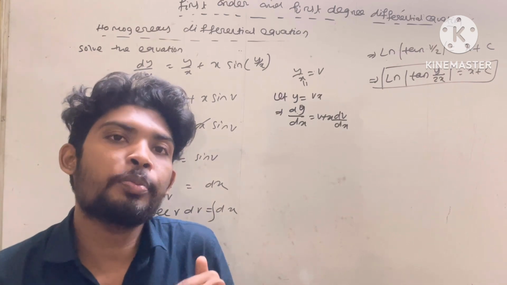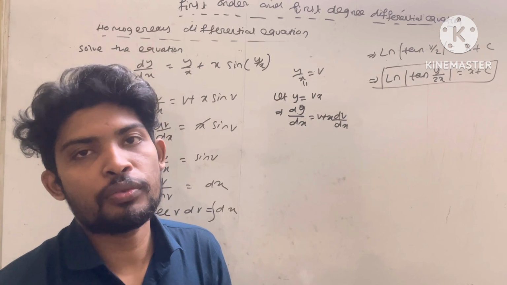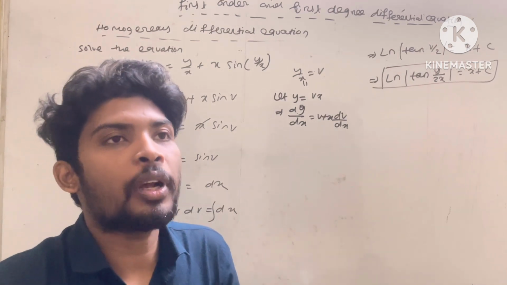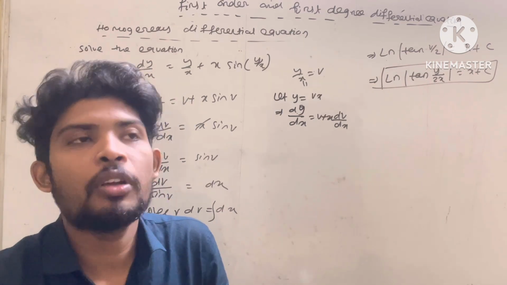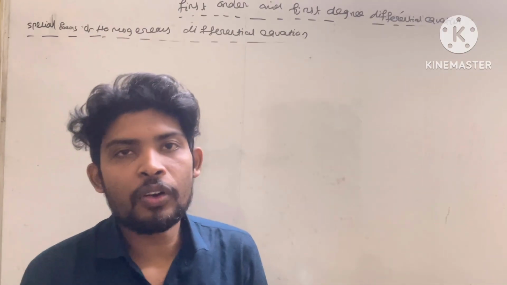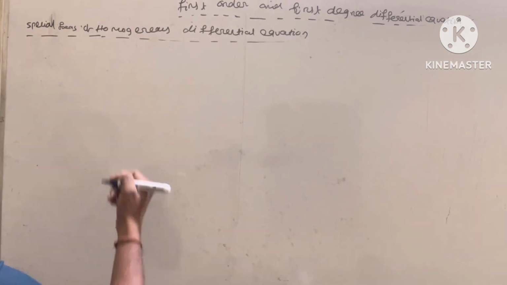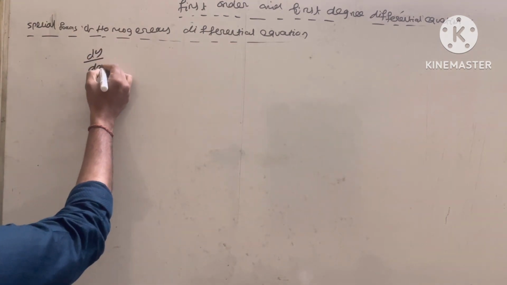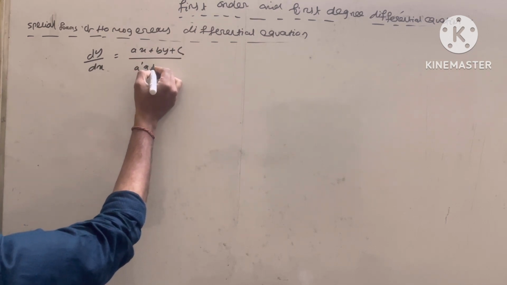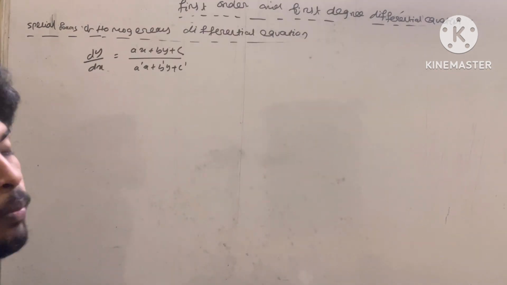Now we have to see some special forms of homogeneous functions. That means you have to reduce them to homogeneous form. They are not in the form of homogeneous equations, but we have to take some assumptions, and then make it a homogeneous function. So let us talk about special forms of homogeneous differential equation. Look at this form: dy by dx is equal to (ax + by + c) divided by (a'x + b'y + c'). This is the special form.